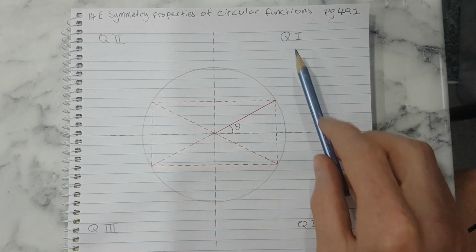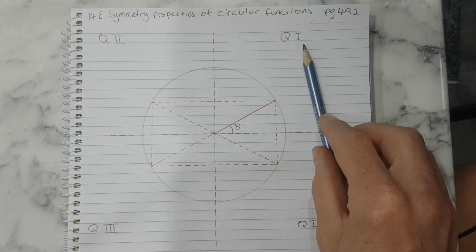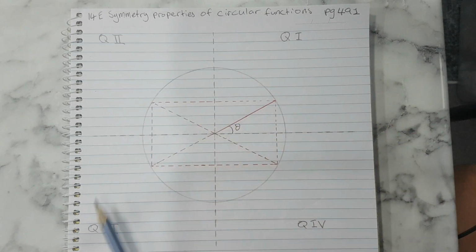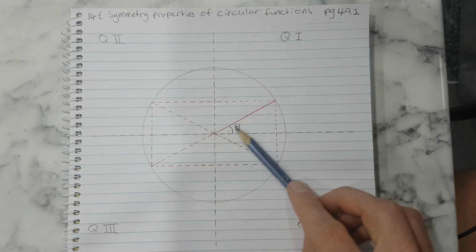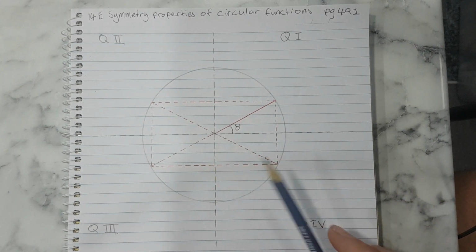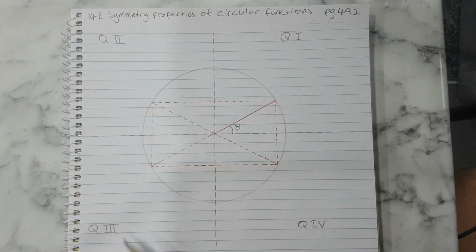So I've just written here Q1, Q2, Q3, Q4 to stand for the 4 different quadrants. So this is quadrant 1, quadrant 2, quadrant 3, quadrant 4. So the first thing we want to note is where the different trigonometric functions are positive and negative. Which quadrants are they positive in, which quadrants are they negative in? So the trigonometric functions being sine, cosine and tangent.